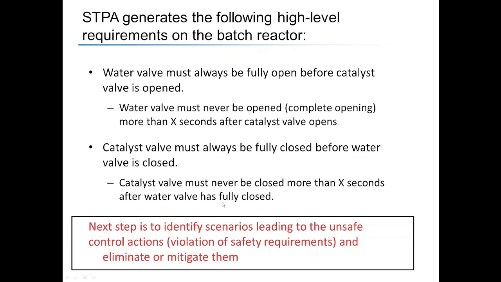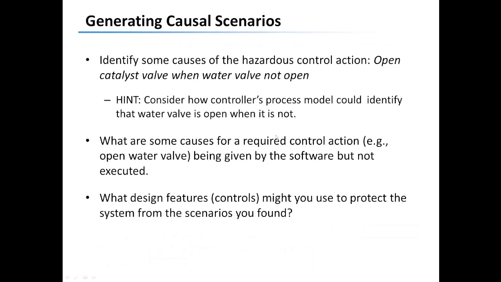So what we've generated here are those missing requirements, the safety requirements on the system and on the components of the system. The next step is to identify the scenarios that lead to the violation of the safety requirements and either eliminate or mitigate them. So, for example, let's look at the cause of the hazardous control action: we open the catalyst valve when the water valve isn't open. You can start by considering how the process controller's process model could identify that the water valve is open when it's not, because the only way that someone would issue the open catalyst valve command, without being malicious, is that they think that the water valve is open.